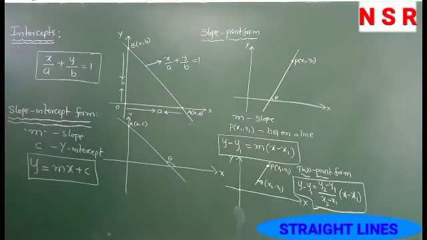So these all are different forms of a straight line. The first one is the intercept form, x by a plus y by b equal to 1, and the second one is the slope-intercept form, y equal to mx plus c. Next is the slope-point form, where we have one slope and one point: y minus y1 equal to m into x minus x1. Next is the two-point form, for a line passing through two points: y minus y1 equal to (y2 minus y1) by (x2 minus x1) into x minus x1.